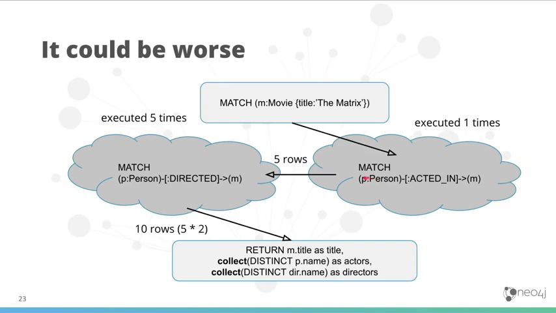Now this could be worse. If we went the other way around and went to the actors first, then this would produce 5 rows. And then for each of these 5 rows, we would match out to directors. That's 5 times the work that we really don't need to do. This produces 10 rows again. We're just multiplying it the other way around. We still get the same results, but we're paying a higher cost.